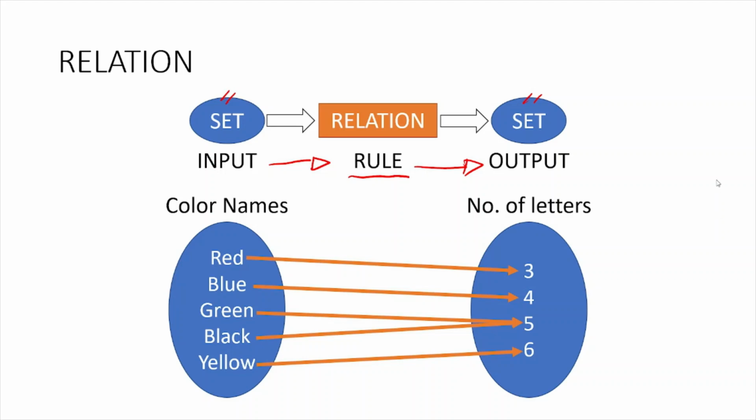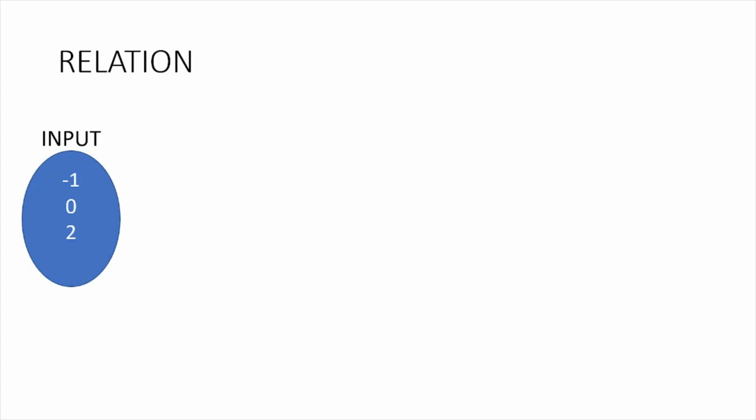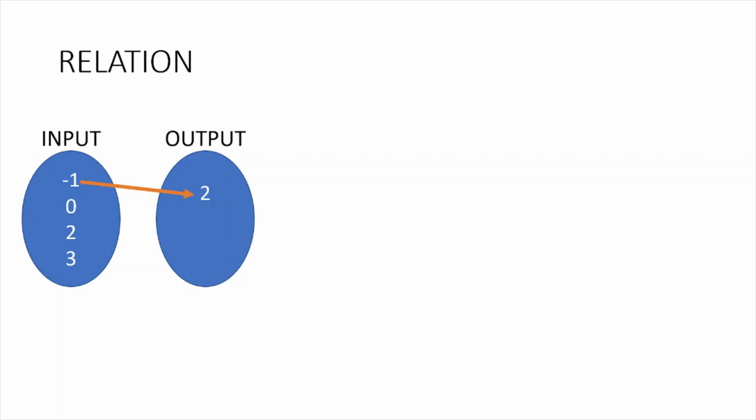Now let's make another example of a relation, say between some random integers. Okay, so let's say we input -1, 0, 2, and 3. Okay, and then let's say we associate -1 with 2, and then 0 to -1, 2 to 4, and then 3 to 4 also. Okay, we call this manner or method of showing a relation as mapping. So this is a mapping diagram of showing a relation.